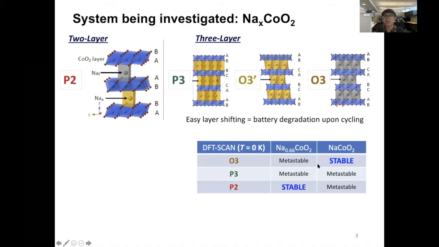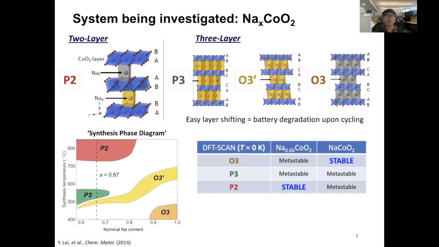The DFT calculation shows that the O3 phase is the lowest energy phase at high sodiation. Meanwhile, at sodium 2/3, the P2 phase is the ground state. So thermodynamic consideration implies that at sodium 2/3, P2 should be the equilibrium phase at low temperature. However, the experimental observation is in apparent contradiction.